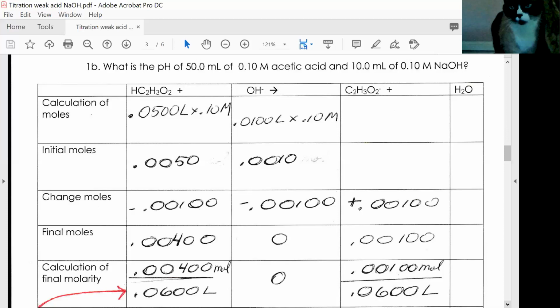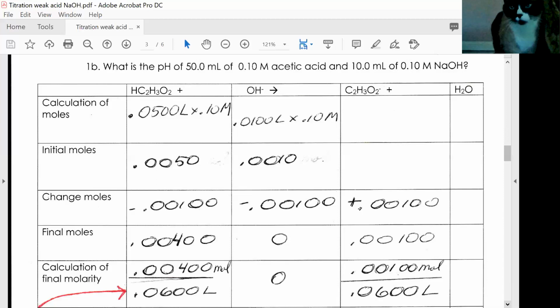Do your calculations to get your final moles. So your final moles of acetic acid is 0.00400. Your final moles of hydroxide is 0. It was your limiting reagent. It's all used up. And your final moles of acetate is 0.00100 moles. You're losing reactants and gaining product.